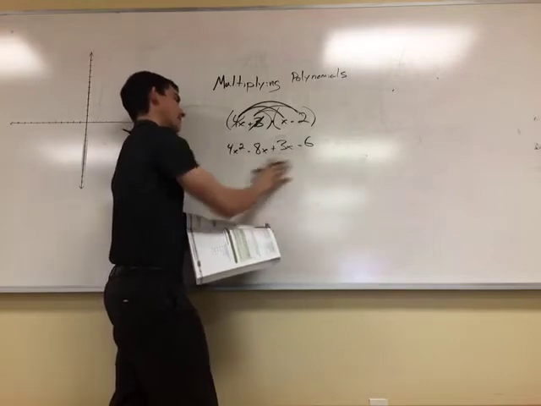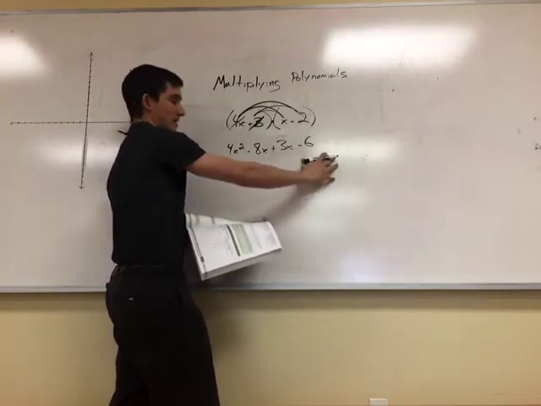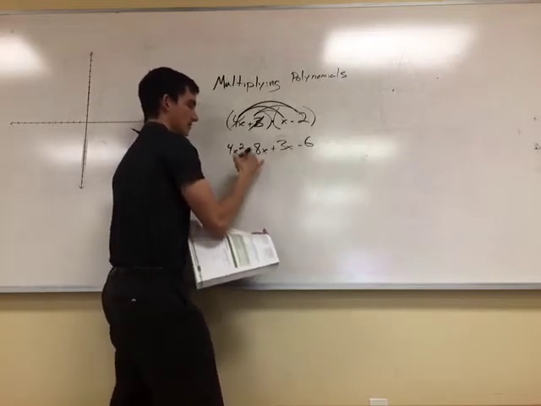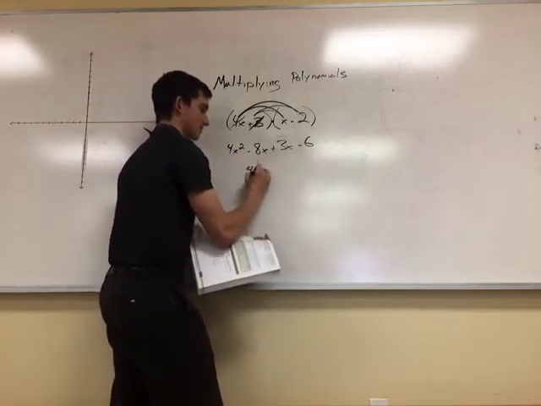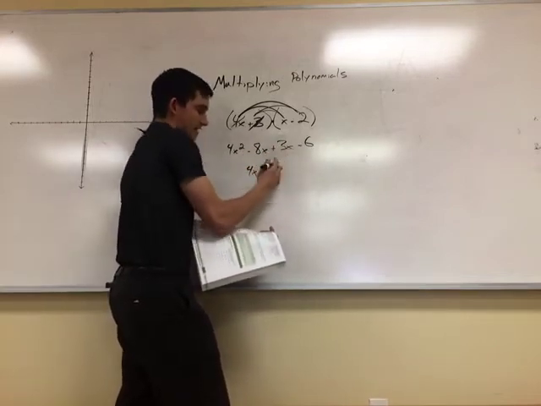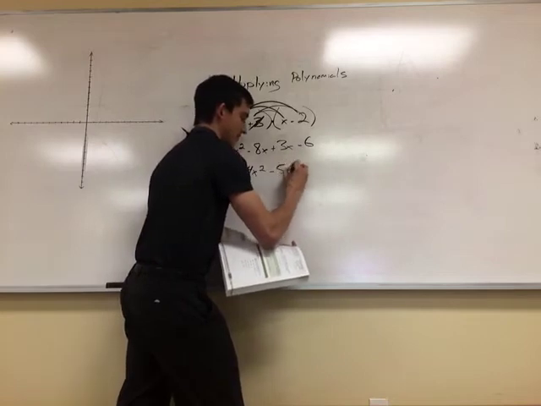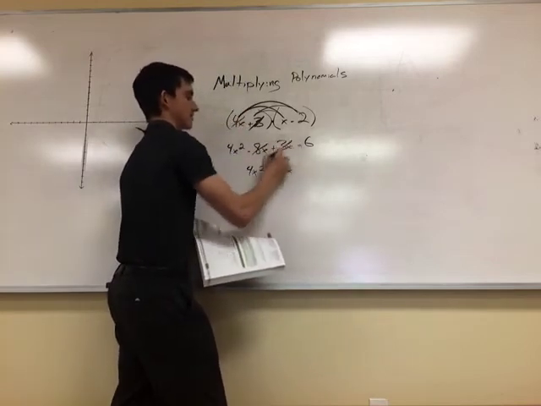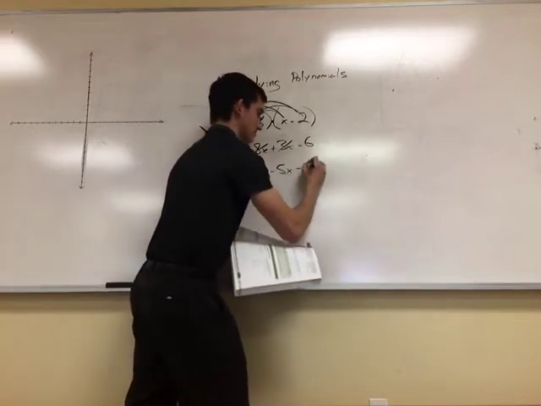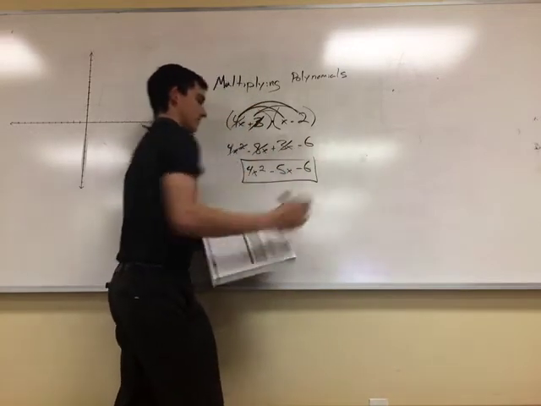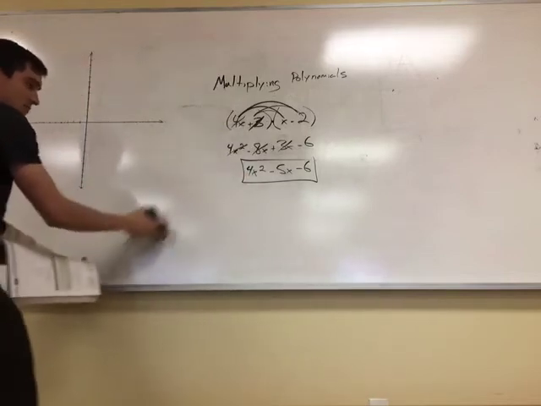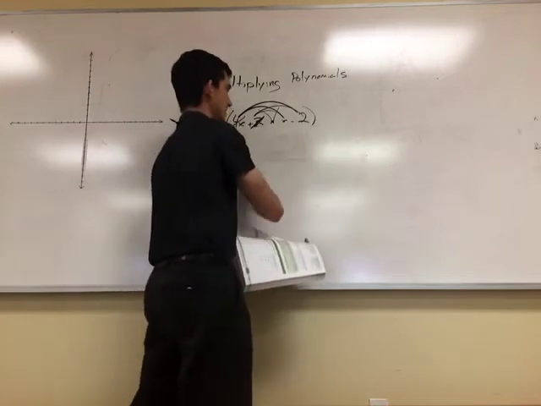So this is my expression now, my polynomial. I'm going to combine like terms. The 4x squared has no like term, so I'm just going to leave it. Minus 8x plus 3x, when these get added together, I end up with a negative 5x. That's combining these like terms. Then minus 6. And that's my new polynomial, and it's as simple as that. Let's go ahead and do a few more so you guys get the idea down.